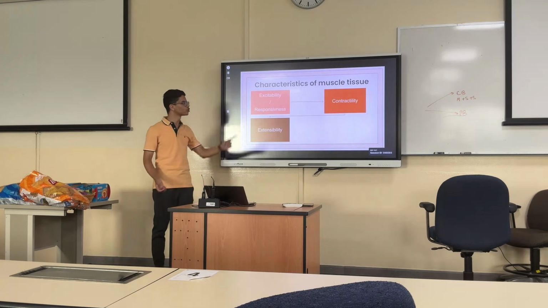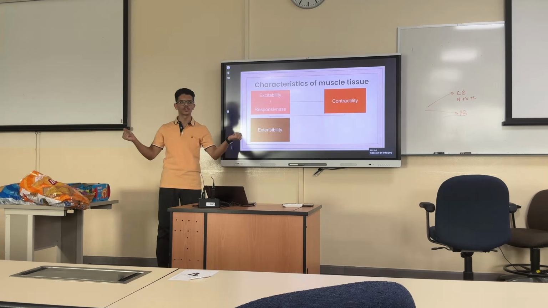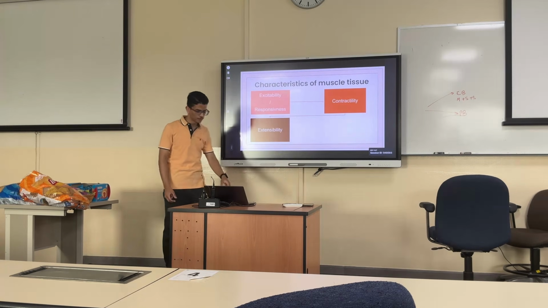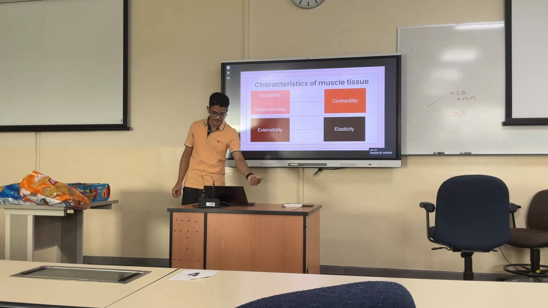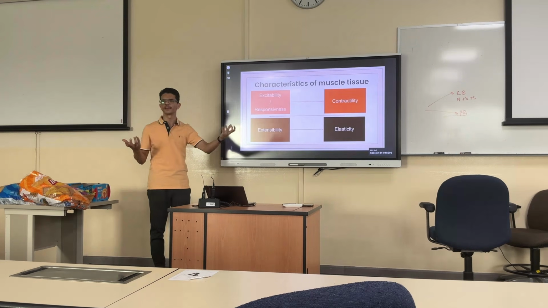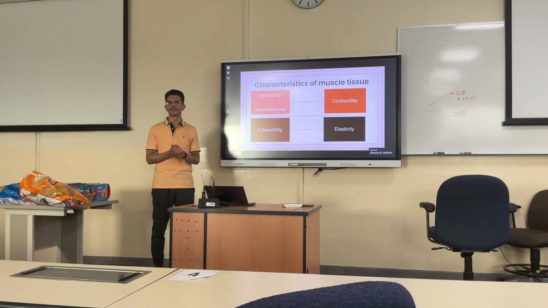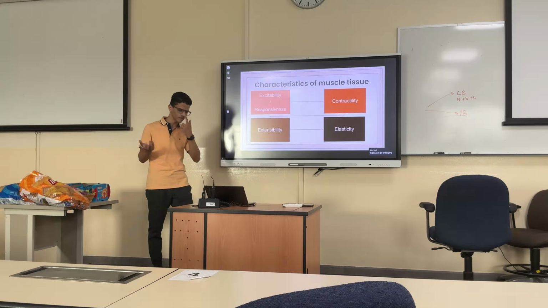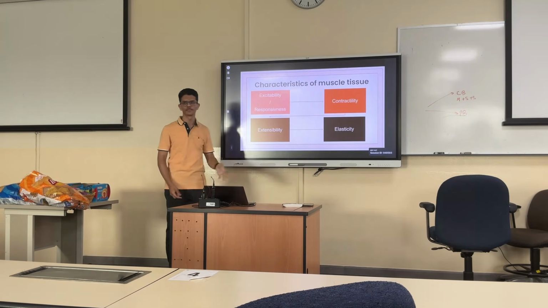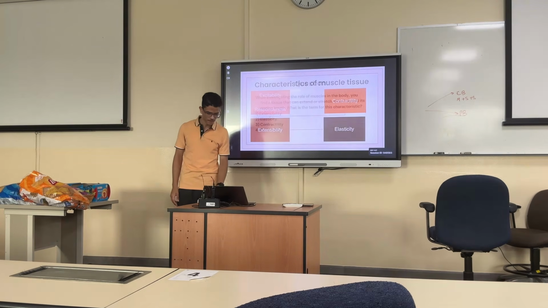Extensibility means that it's not only contracting, or the length is not only decreasing, it can also stretch beyond its normal length. So this is extensibility. And don't get confused between extensibility and elasticity. Extensibility is from extension, and it's being increased in length, while elasticity is the ability to return back to its original length after the stretch is gone. So these are the four main characteristics of muscle tissues. They are easy, but they're still very important. You have to know them.